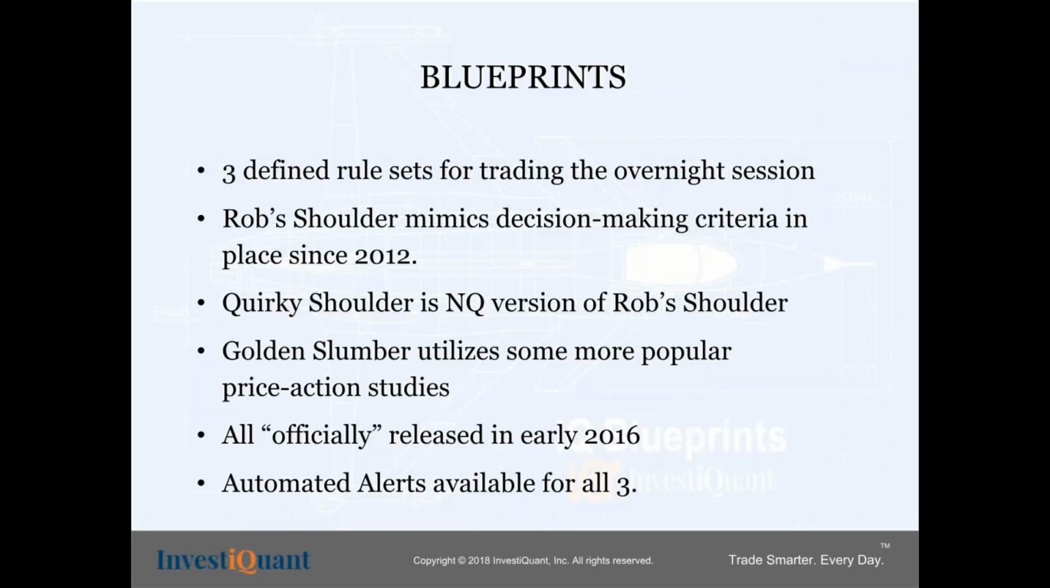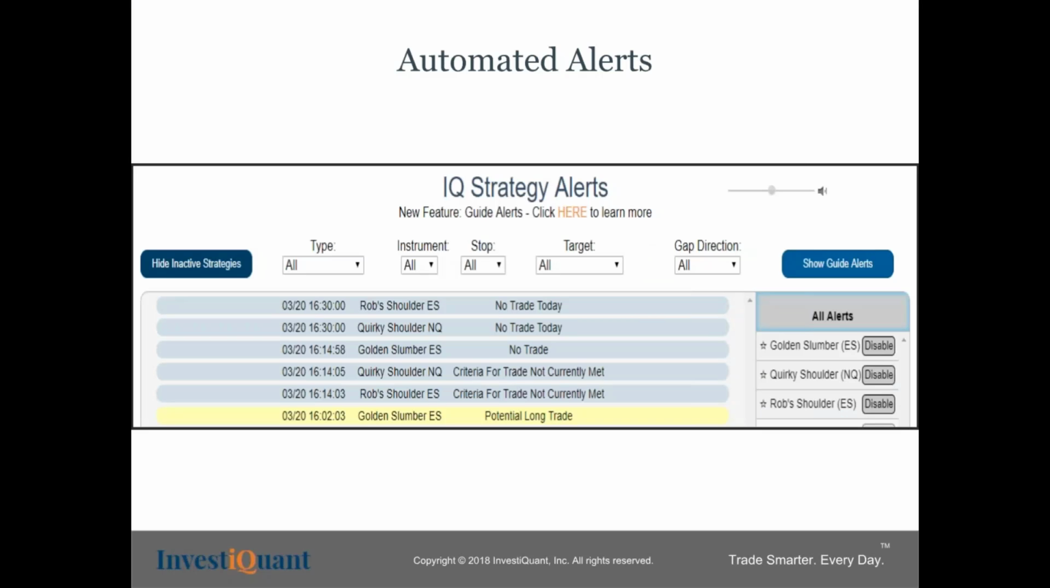The blueprints are defined rule sets, and there are 3 different blueprints. They were all released in 2016, and we have automated alerts available for all of them as well. So looking at the website, you can see if any of them are trading as we reach the 4:15 close, and 2 of them actually have their official triggers at the 4:30 reopen. So it'll let you know, hey, we've got a trade at 4:15, and when it reopens, we're going to go long or short.